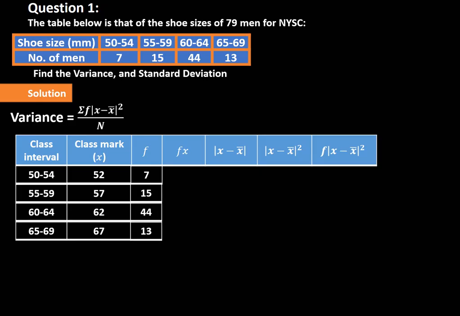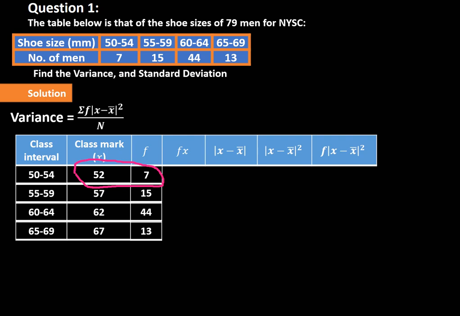So fx means frequency multiplied by the class mark, or you can just say xf, whichever works, because both are multiplied by each other. So frequency multiplied by class mark, or class mark multiplied by frequency. So that means 52 multiplied by 7. This part right here. Let me make that smaller so I don't cover the whole place. This is the part I'm talking about, 52 multiplied by 7.